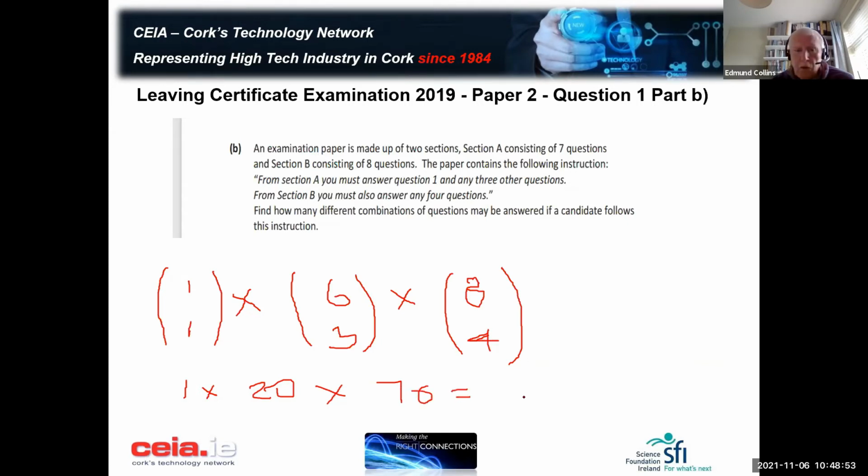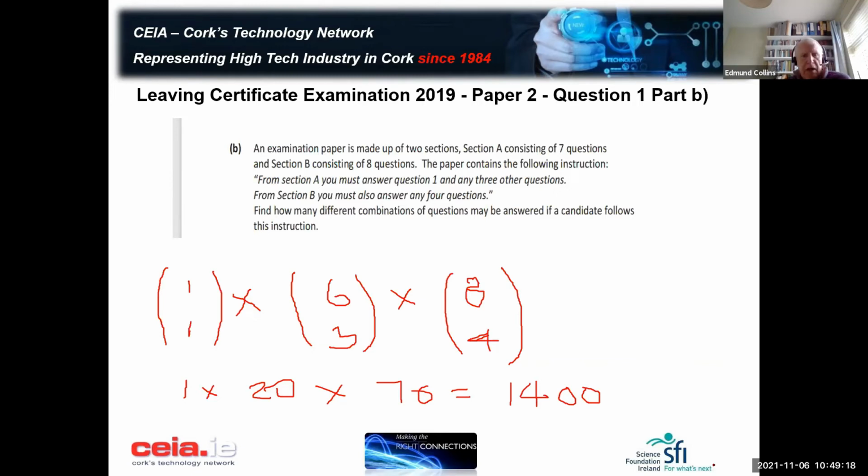So total of 1400. Quite a lot, really. A lot of options there. So the combinations, 1400. So hopefully that gives you an idea of the use of nCr and the counting theory and so on.